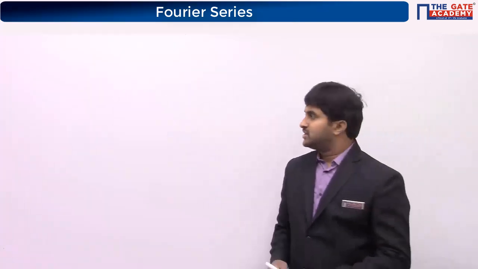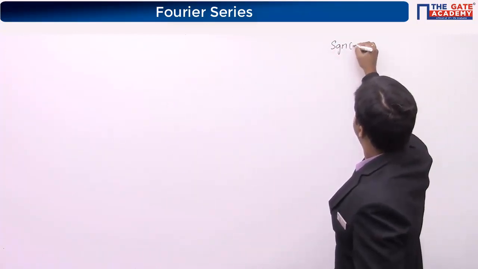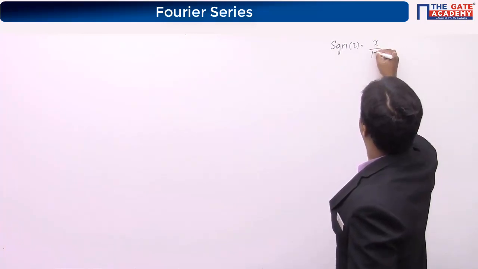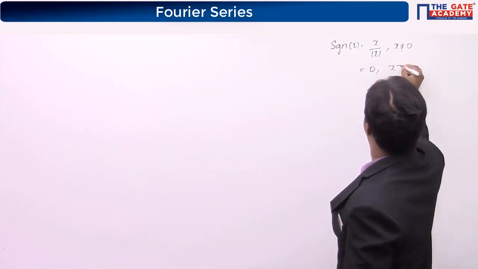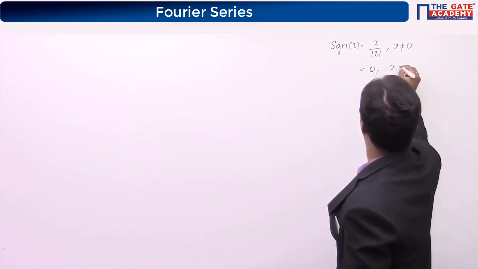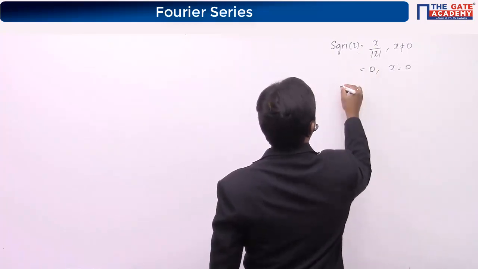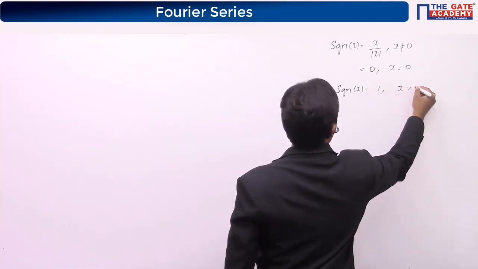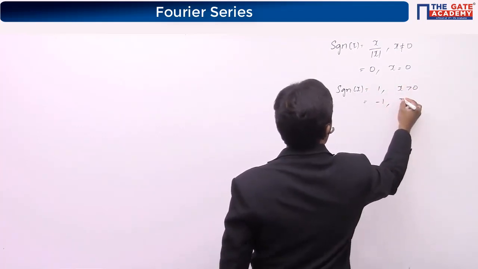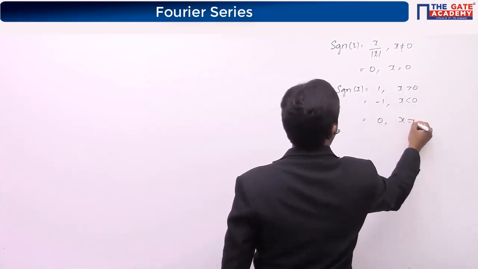So the Signum function here is given as x by mod x for x not equal to 0 and it is equal to 0 for x equal to 0. Now what is the meaning of this? That signum of x is going to be 1 for x greater than 0, and it is equal to minus 1 for x less than 0, and it is equal to 0 for x equal to 0.